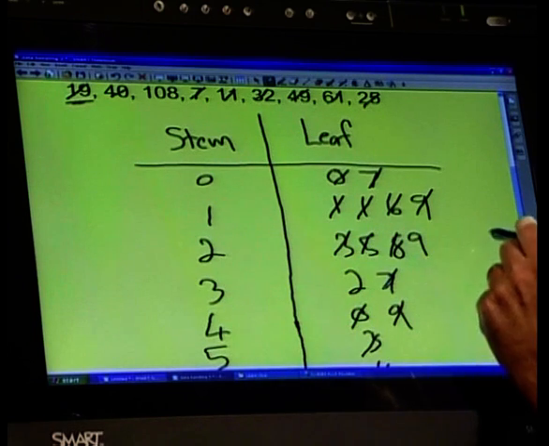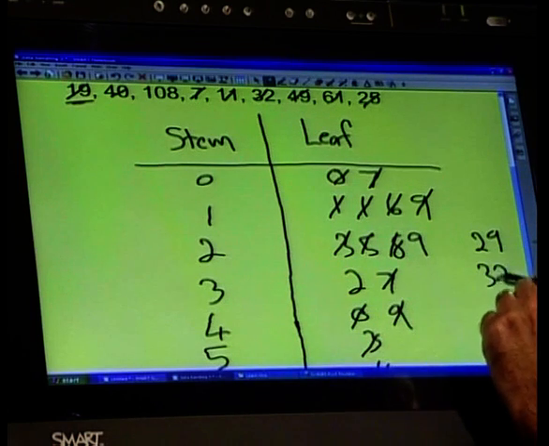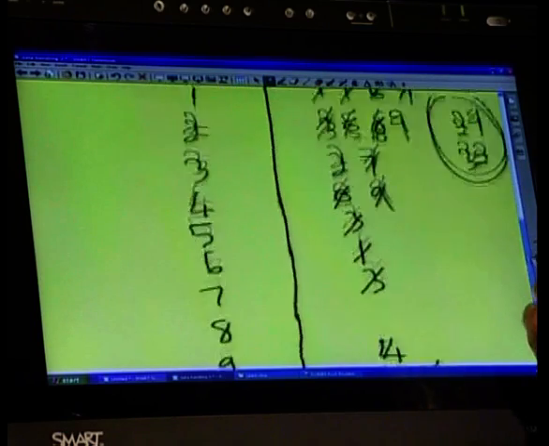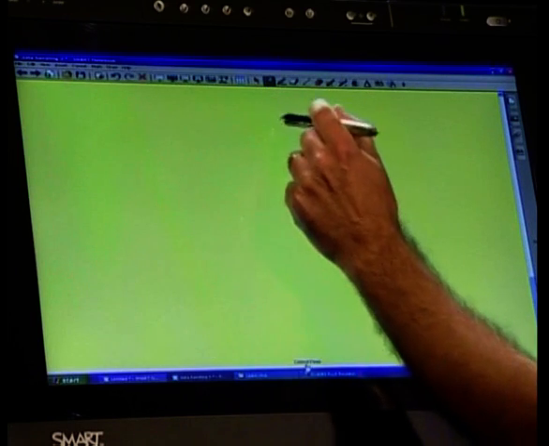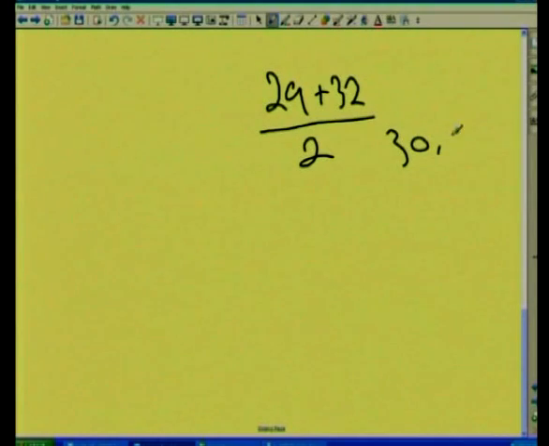This is the value 29, and this is the value 32. So those are the 2 median values. To find our median, I take those 2 values and add them together. 29 plus 32 and divide by 2. The answer simply comes out at 30,5.